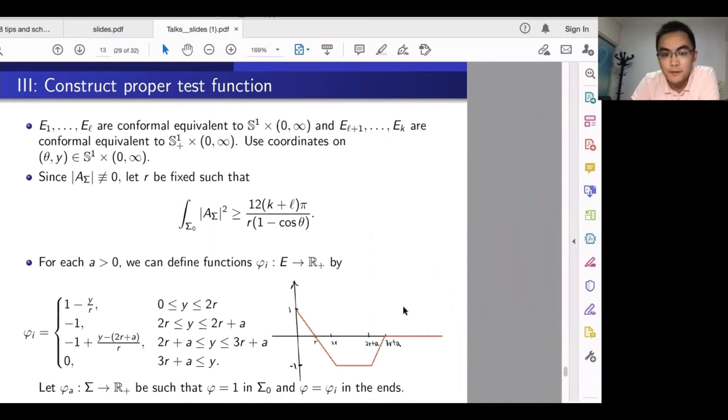The coordinates for this graph are in y, because we are constructing a function in the end. So we can just use the coordinates on the half cylinder. Then we can construct a function phi A on the whole surface sigma, that depends on A, such that the function is one in the compact subset sigma naught, and phi is phi I in each end. So this phi A basically is a compactly supported piecewise differentiable function on the whole surface sigma, which only has slope in this region and in this region.